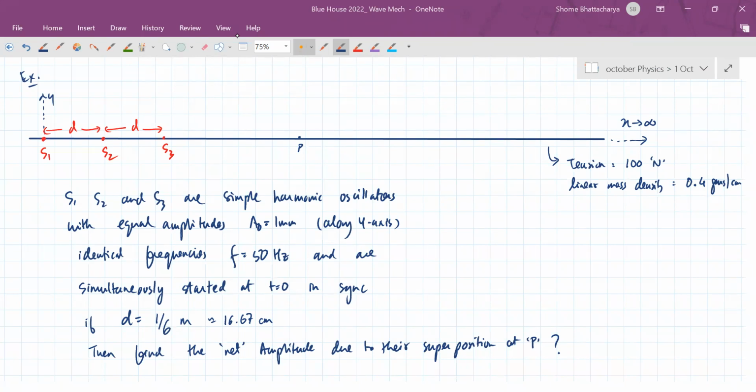Okay, so my advice is to use the phasor diagram method rather than solving it algebraically. But first of all, you have to understand the phase difference between the three waves, because while the three sources S1, S2, and S3 are in sync, they are not at the same position. So the waves traveling from S1, S2, and S3 to the point P will have some phase differences because of path difference. This is an important concept to be able to apply over here.